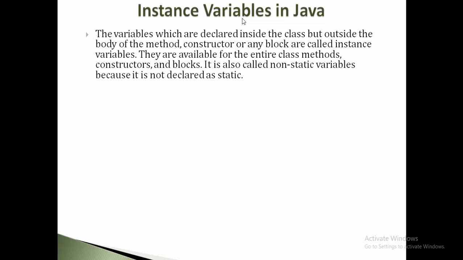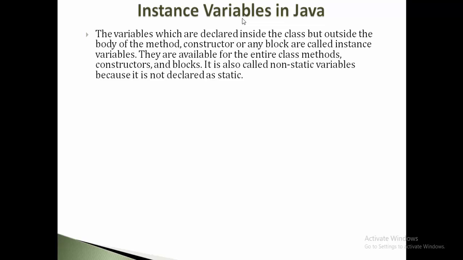Okay, and instance variables are created when the objects are created. When we declare the variables, the memory is not allocated for the instance variables, but when we create an object for that class, only at that time is memory allocated for the object. So this is again the difference between the local variables and the instance variables.